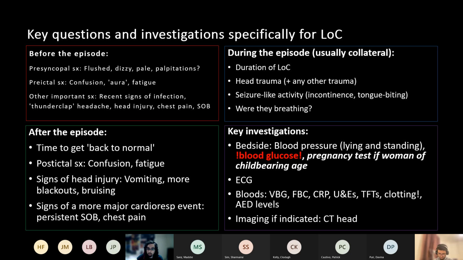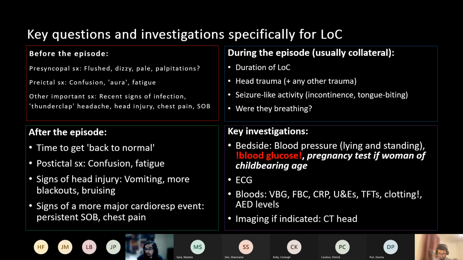Okay, so we've said the duration, we've said head trauma, we've said seizure-like activity, and obviously were they breathing? For example, if somebody's gone into cardiac arrest and then had a spontaneous return of circulation, they might have stopped breathing for a bit. After the episode, we've talked about the time to get back to normal, any post-ictal symptoms, so after a seizure, that's confusion, feeling fatigued.